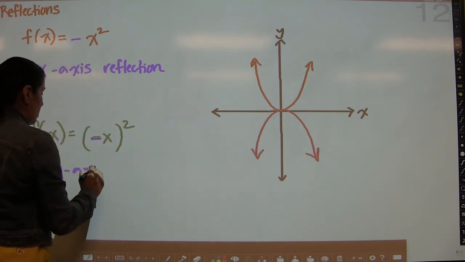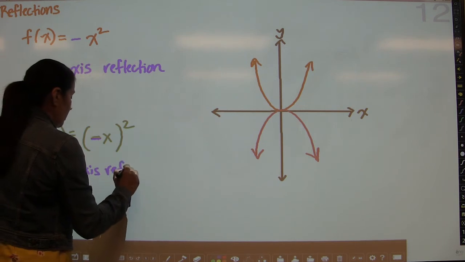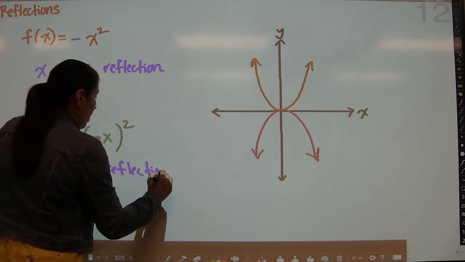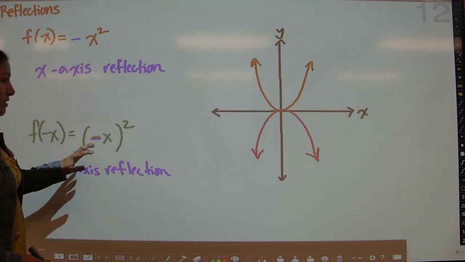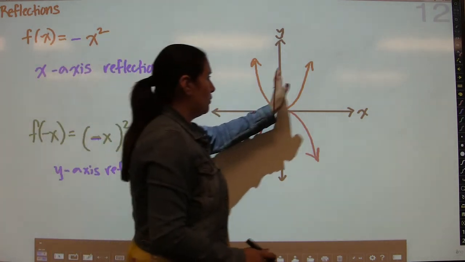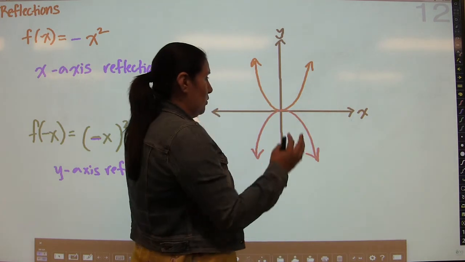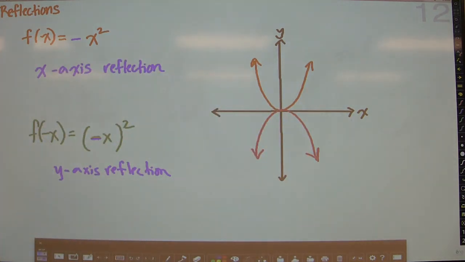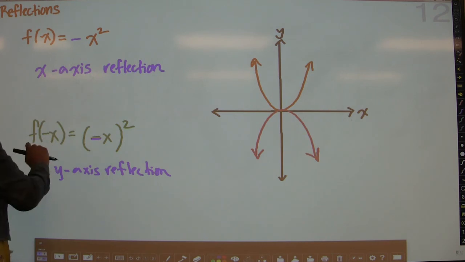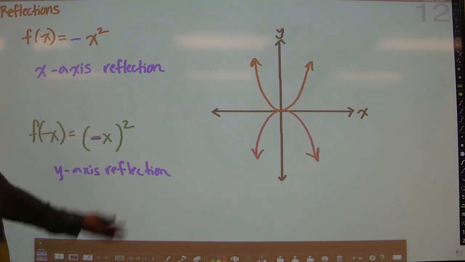But I will tell you that with the case of the parabola, the y-axis reflection is kind of a moot point, because the parabola is already symmetric with respect to the y-axis, so it's already a mirror image of itself on that y-axis. So that's not really going to affect much in the case of a parabola. But the x-axis reflection for sure is what makes the graph flip upside down.